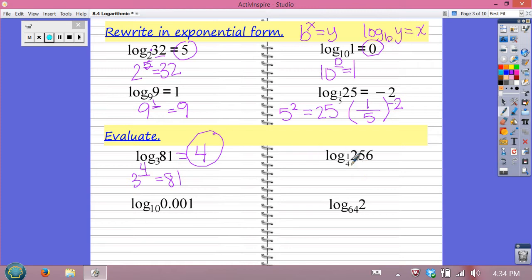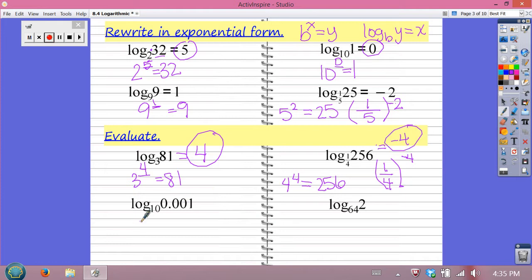This one is asking 1/4 to the what power equals 256. Again, with a little guess and check, if you don't know right off the top of your head, we know that 4 to the 4th power is 256. So taking some inverses again, if we were to flip that around, we get 1/4 to the -4 is 256. So our answer here is -4.